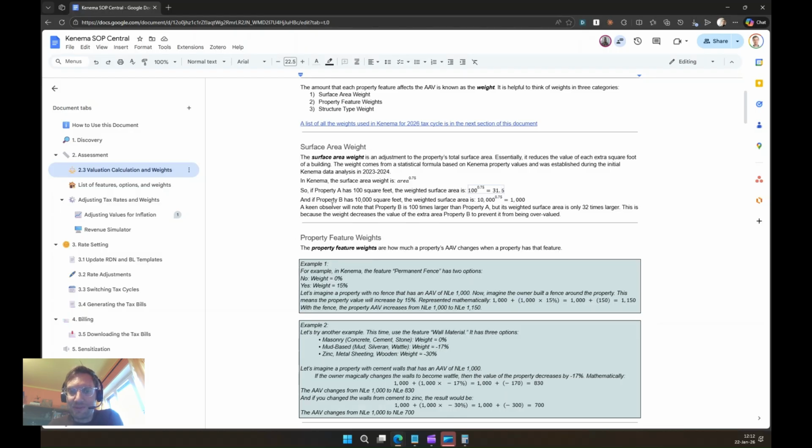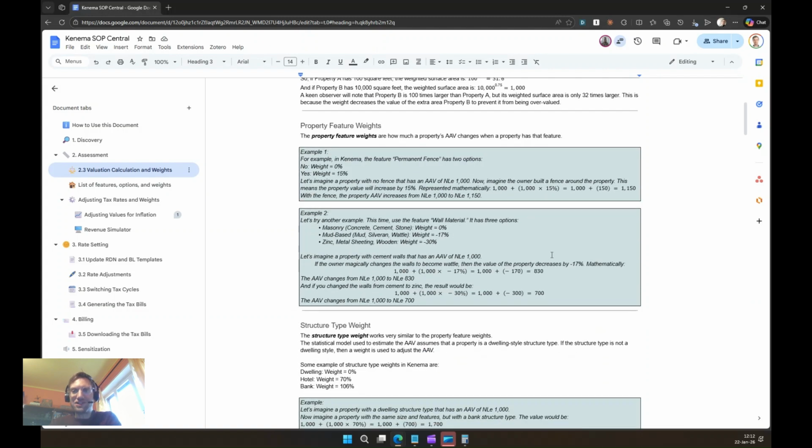And this is because the principle we talked about earlier. The weight decreases the value of the extra area in property B to prevent it from being overvalued. So this is the idea of the surface area weight. The surface area weight is this exponent here.